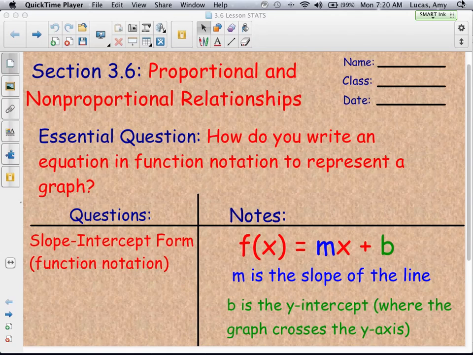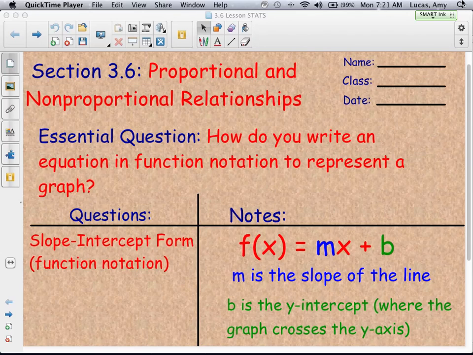Our vocab word for today is slope-intercept form, which is basically the same thing as function notation for a linear equation. So what you see on the definition side is f of x equals mx plus b. That's going to be the general form that we use for our function notation or equation to represent our lines today. You may notice that it looks familiar.